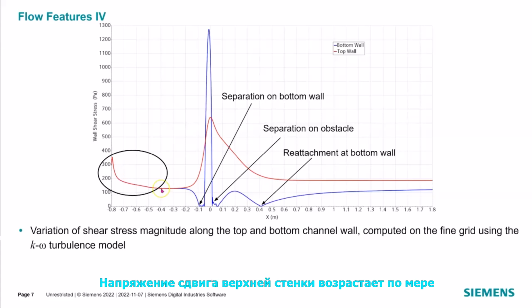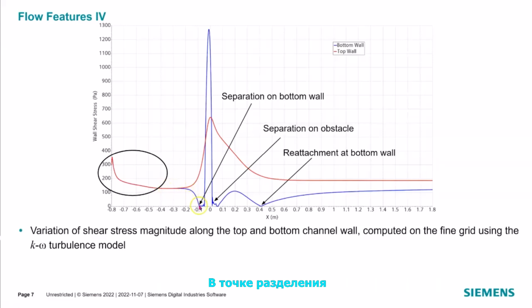The shear stress at the top wall increases as the flow approaches the narrowest section above the obstacle, where it is about 5 times higher than in the straight channel. Thereafter, it reduces steadily towards the solution for the fully developed channel flow. At the bottom wall, the shear stress reduces as the flow approaches the obstacle.